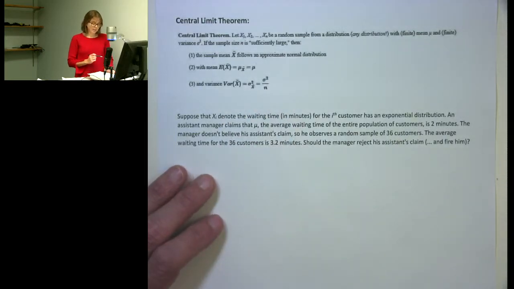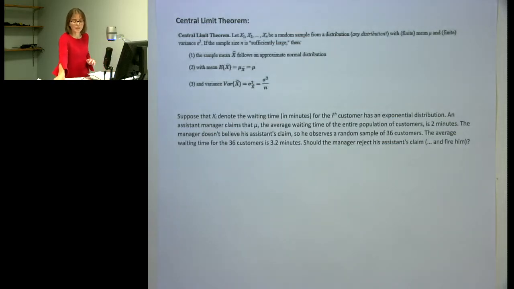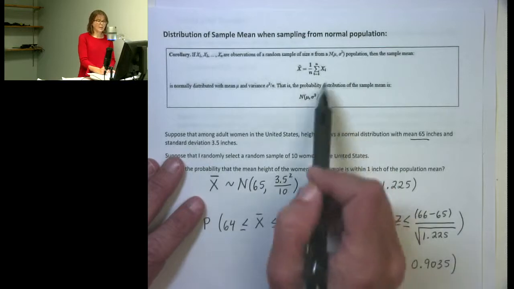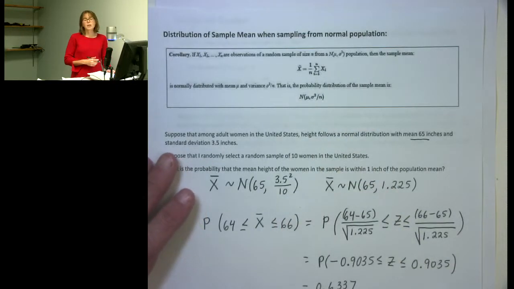So essentially what we're doing here is we're just saying that the statement that we made in our corollary is in fact true no matter what type of population we're sampling from, as long as the sample size is big enough.